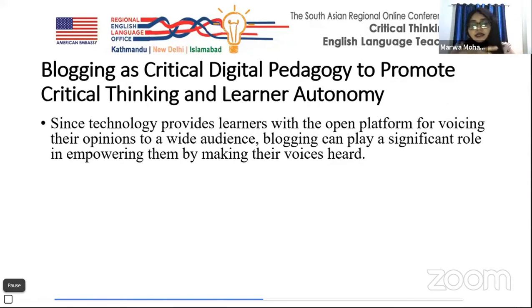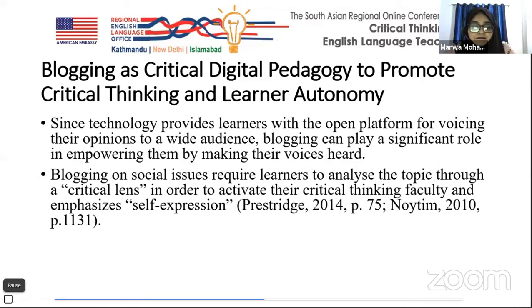So blogging is very important for critical digital pedagogy, because critical digital pedagogy requires an open network or an open platform to be implemented. Technology provides that platform, and blogging is one of the most empowering platforms, because as I already said, it reaches a wide audience, and students can make their voices heard beyond the classroom. And especially blogging on social issues.